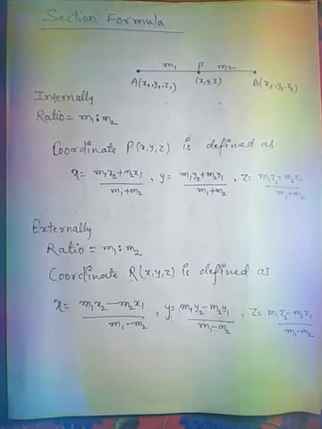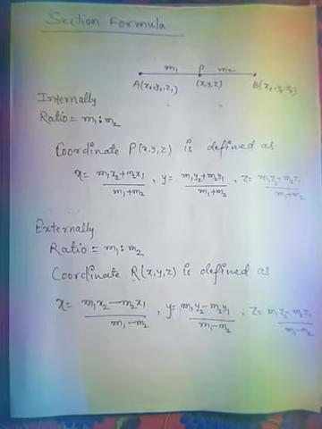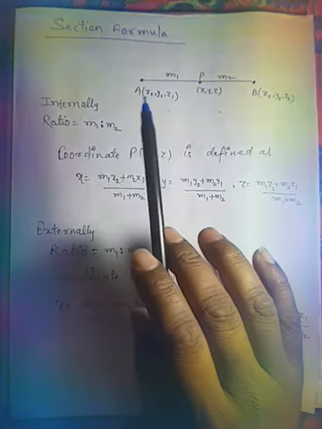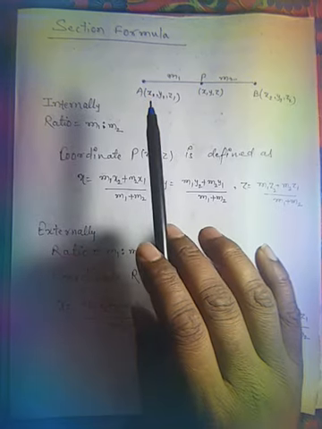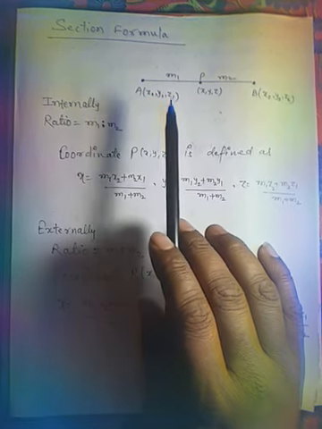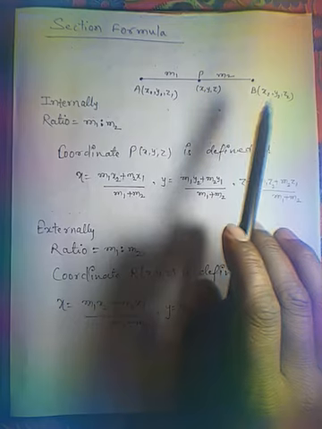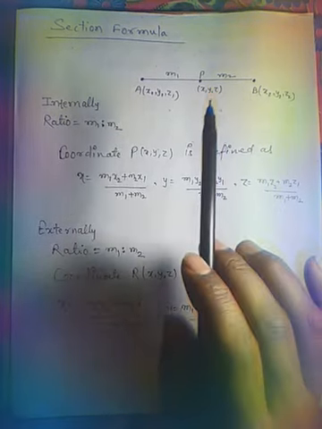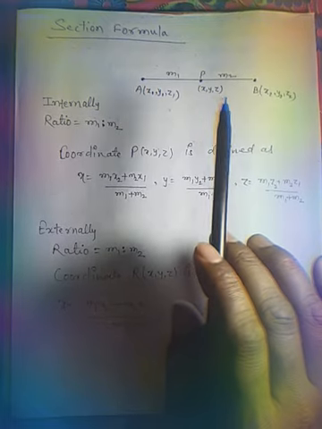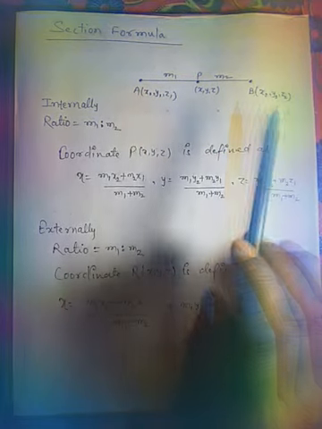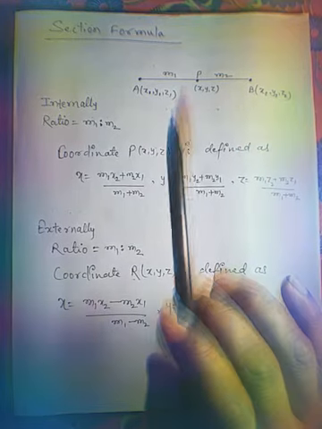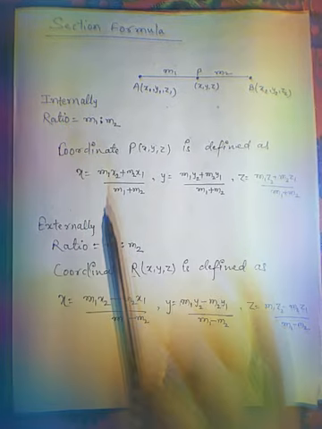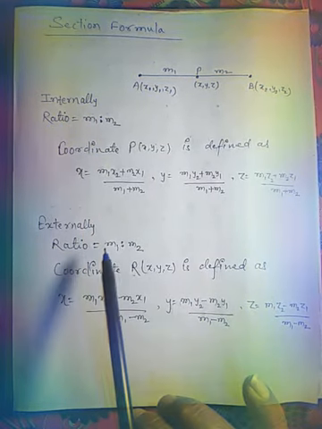Next, section formula. Suppose the ratio is m1 to m2 and the line AB, the coordinates are A (x1, y1, z1), B (x2, y2, z2), and P (x, y, z). In section formula we have two cases. First one is internal ratio, second is external ratio.